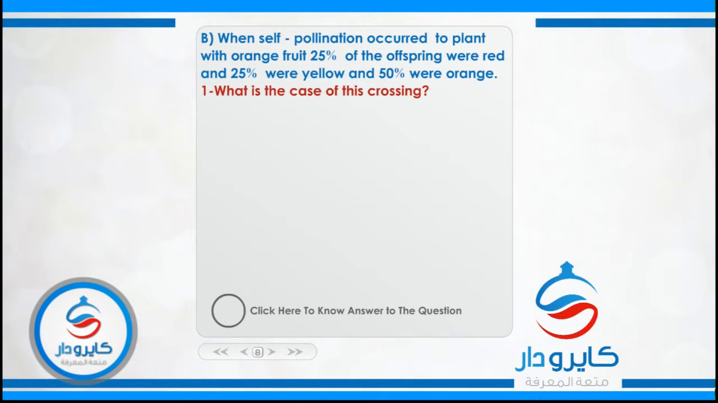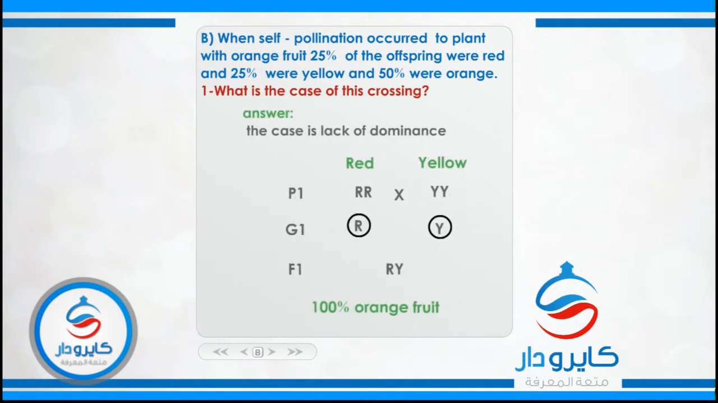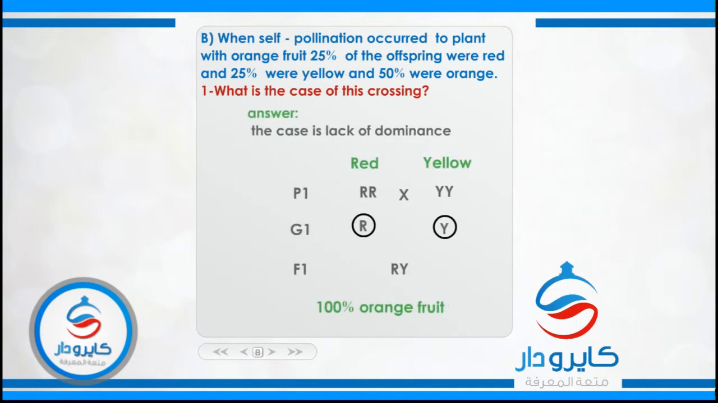The lack of dominance takes place between red, which is represented by capital R, and yellow, which is represented by capital Y. The intermediate character is produced by the presence of capital R capital Y. So the orange fruit is produced due to the crossing between the red and yellow, which indicates that the case is a lack of dominance.